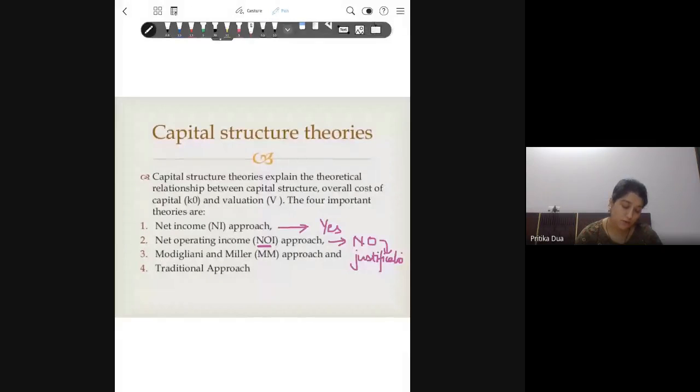And the last school of thought here is the traditional approach. Traditional approach is a yes plus no approach. Okay, so it is a mix, a moderate approach which says to some extent capital structure has an impact on value of firm, and after a point of time, after a point of leverage, after a point of debt financing, there is no further impact of leverage on the overall cost of capital. Okay, so let us take up each of the approaches one by one and see how they impact the value of the firm.